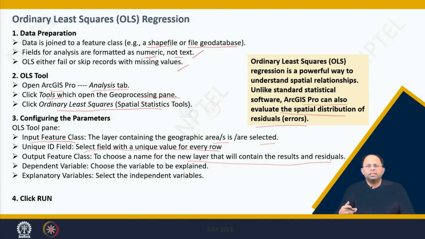Once the regression runs, the results of that regression, the predicted values, would be stored, right? So that will be stored in a new file or a new layer. That's what we have to specify, the name of that new layer, and then we have to choose the dependent variable and the explanatory variables. The dependent variable is the variable that we need to predict, and the explanatory variables are the different independent variables which help us in predicting the dependent variable. And once we are done with it, we click on run.